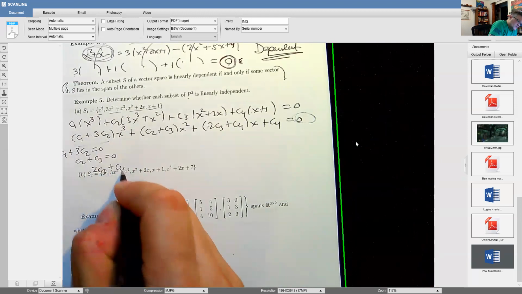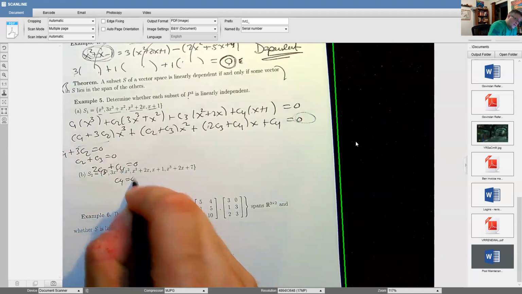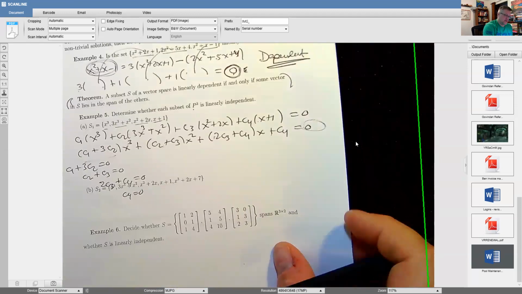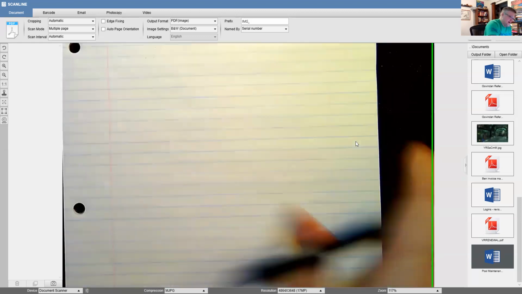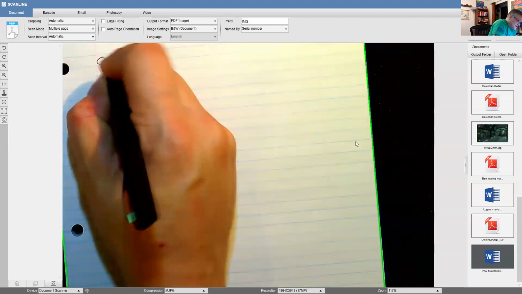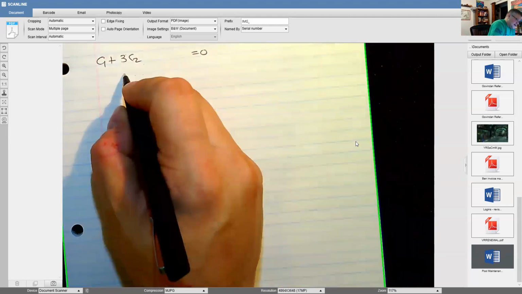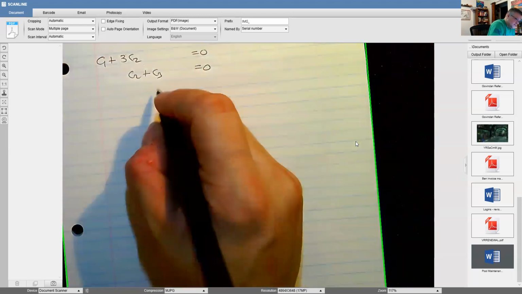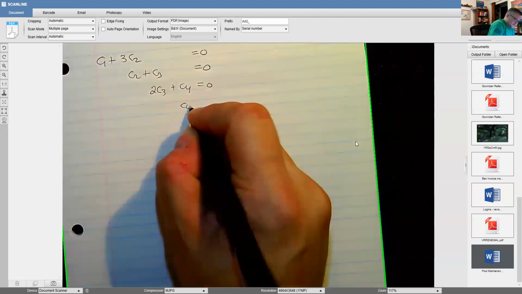2C3 plus C4 is equal to 0, and C4 equal to 0. I wanted to line it up a little bit better. Let me actually do that. Right, so I have C1 plus 3C2 equals 0. And then I have C2 plus C3 equals 0. Then I have 2C3 plus C4 is equal to 0, and then C4 equals 0.